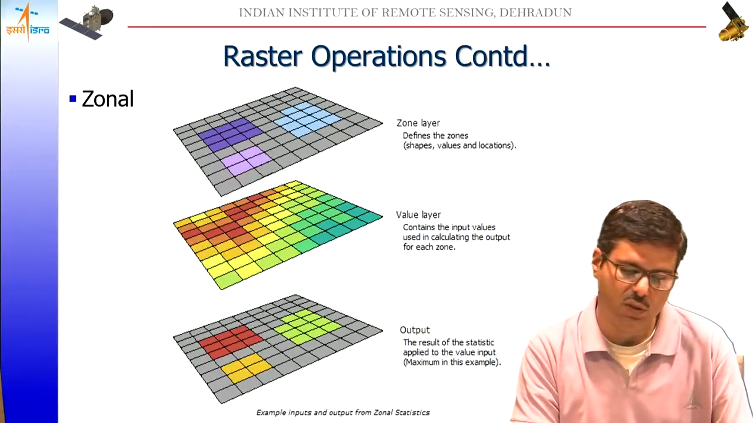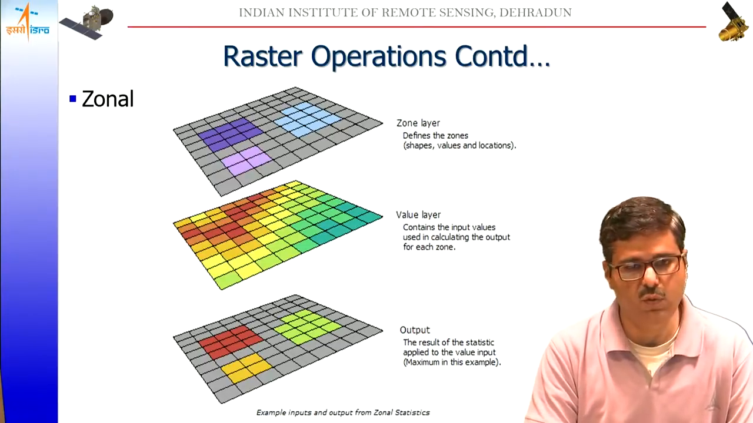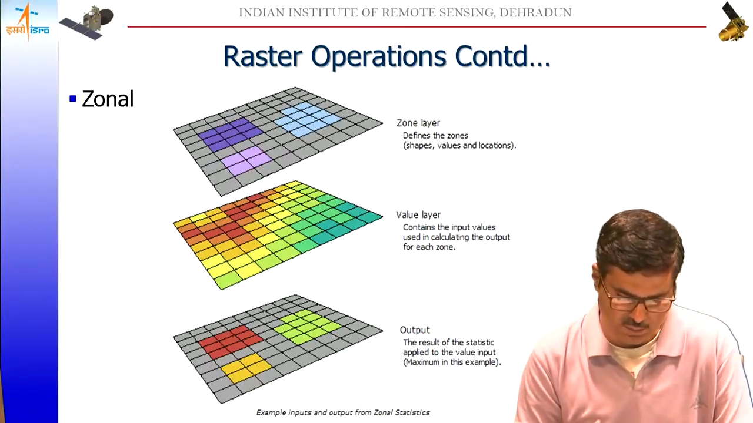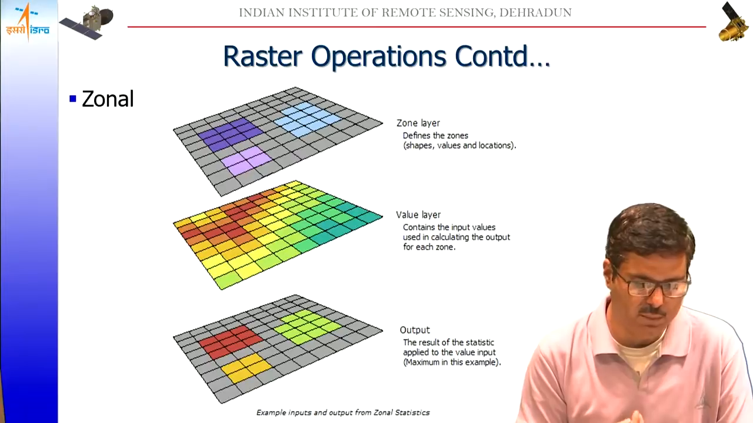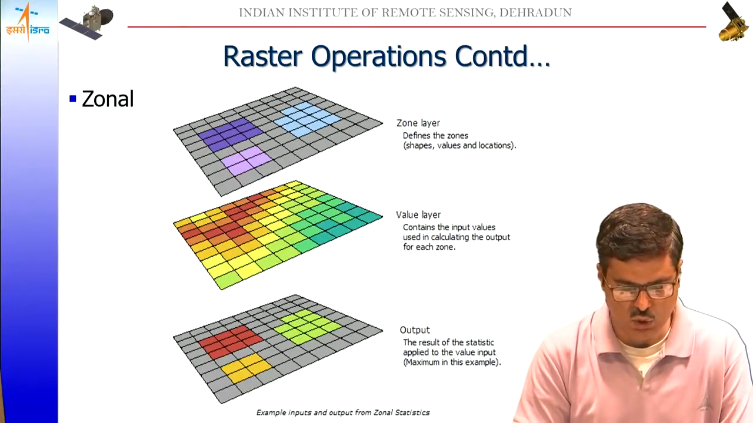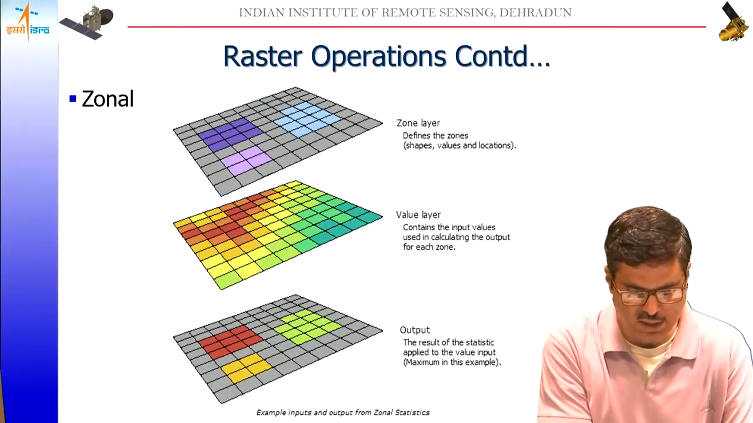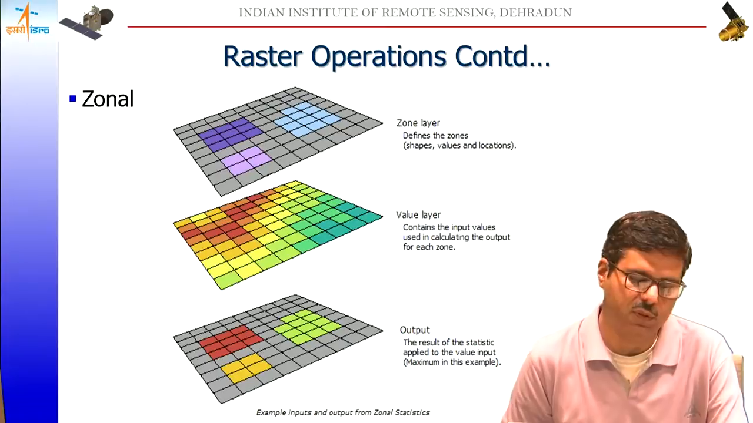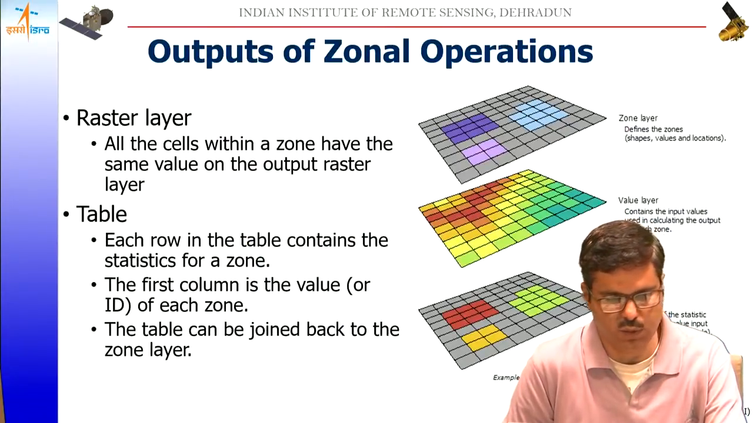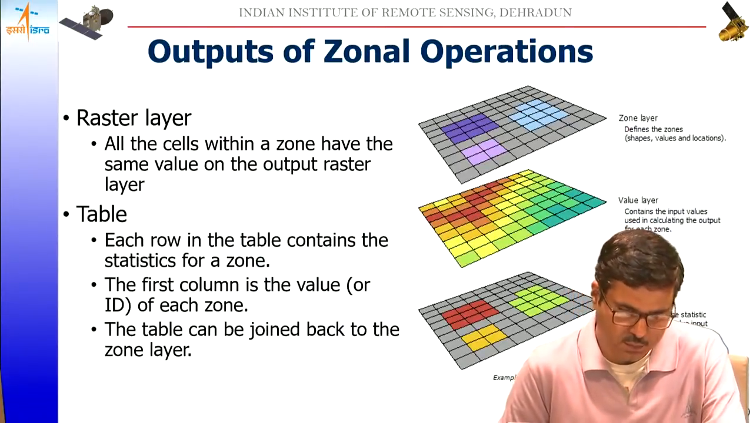However, the output could be in the form of a table or also as a raster layer. Now again, the various statistics that are possible here are minimum, maximum, majority, minority, sum, and so on. This is taking the example of a maximum in this case. So this class example is the zonal statistics operation that we perform.